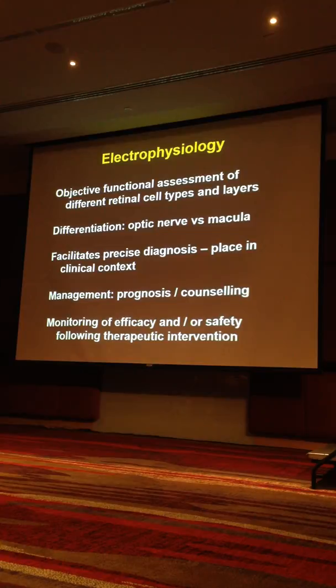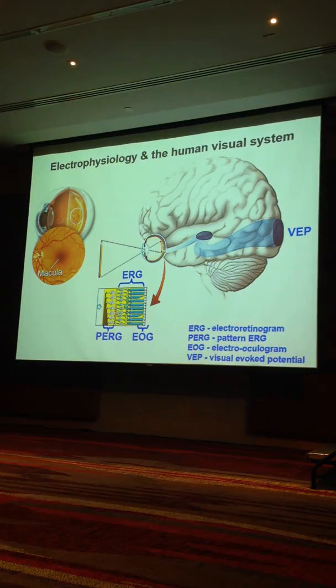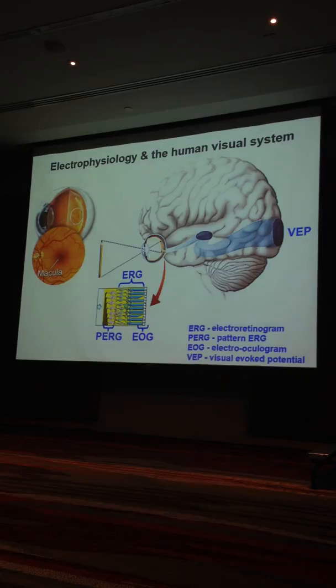Electrophysiology has the great advantage that it gives us objective assessment of function. It enables us to separate the function of the retinal cell types and layers, and to differentiate optic neuropathy and maculopathy. When placed in clinical context, and this goes back to Bill's comments about taking an accurate history, it can give you an accurate diagnosis, and that enables management, prognosis, counselling, etc. But it really is important that we take the clinical context into account. Electrophysiology is complicated, there's a lot of it. Most people get frightened of it, they shouldn't. It's okay. I'm going to concentrate really on the retina, not so much on the VEP, but the VEP will come into it.